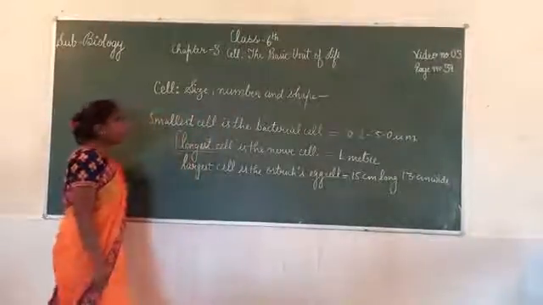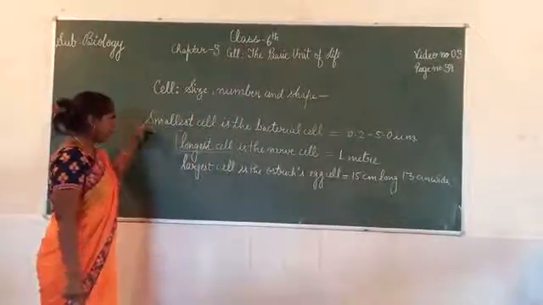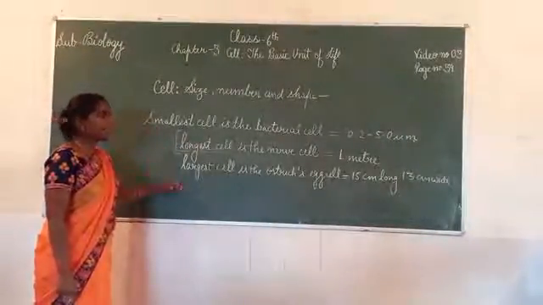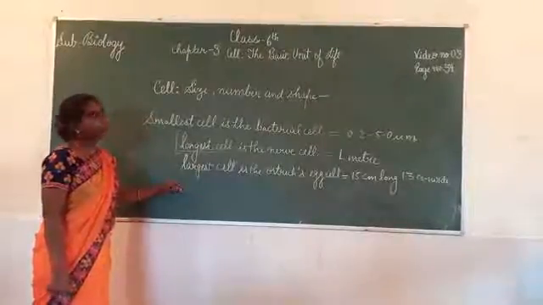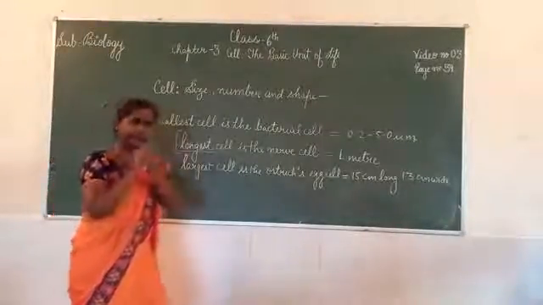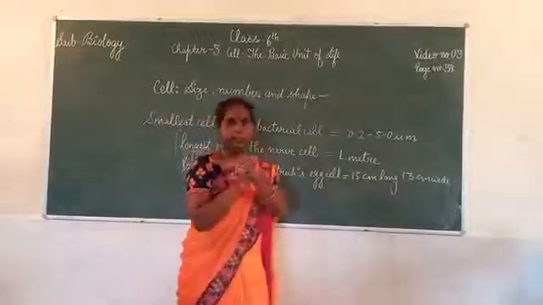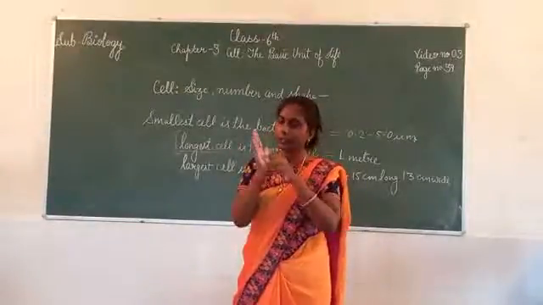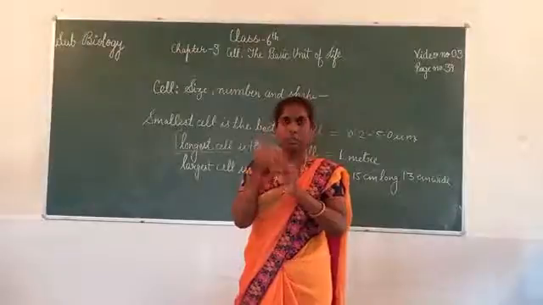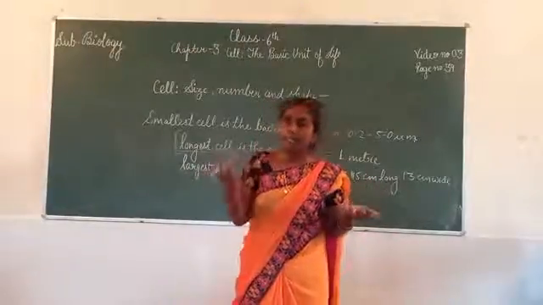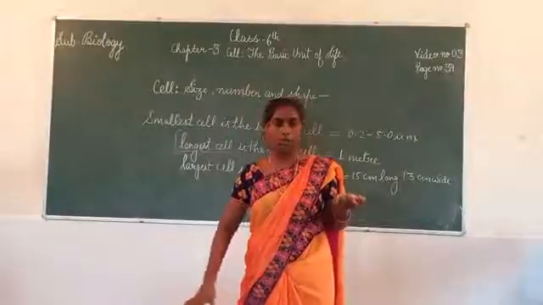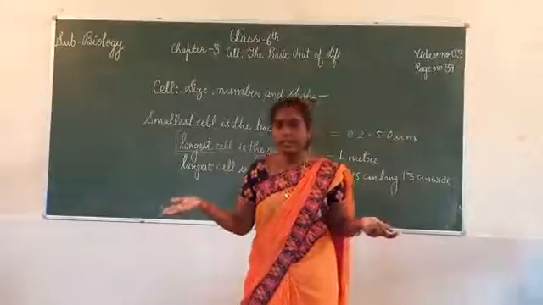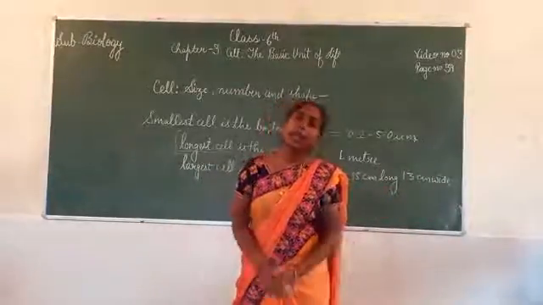Okay, children, once again, look at it. Smallest cell, bacterial cell. Longest cell, nerve cell. Largest cell, ostrich egg cell. The smallest cell is what is present on our palms and in the mouth, bacteria. The longest, long to convey the electrical signals, that is the nerve cell. And largest, ostrich egg cell.